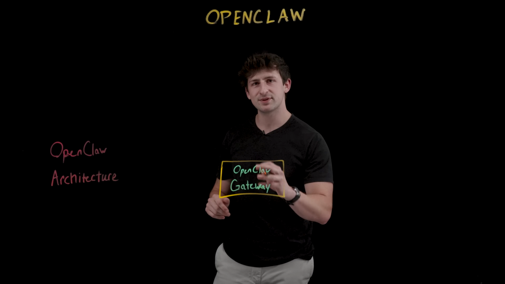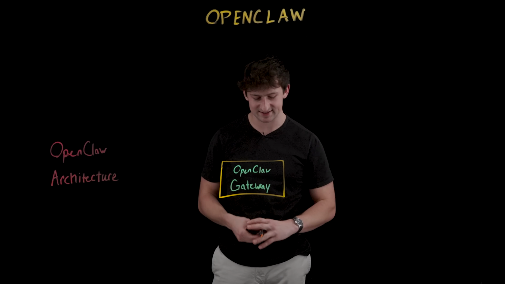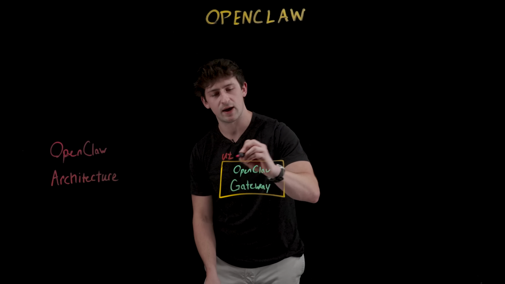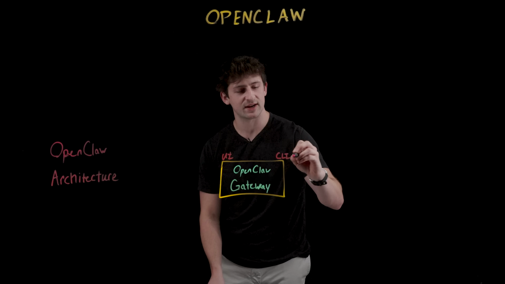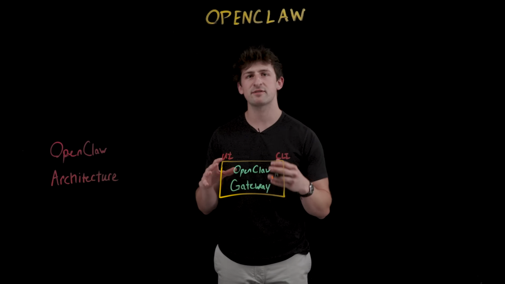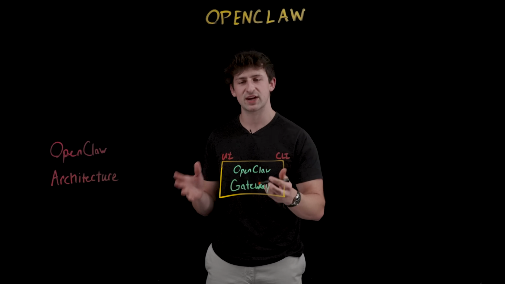But how do you actually communicate and access this main gateway? Well, there's two methods, including the UI and the CLI to actually manage the gateway. But when you're sending requests to your agent, you have messaging integrations through various channels.